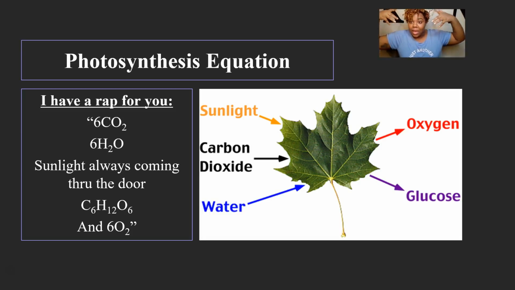H2O, I do my hands coming up like it's coming up from the roots. Sunlight, right? This is the sun rays. Sunlight. And then always coming through the door. And then I'm doing this like I'm holding an apple, because the apple has a lot of glucose, and C6H12O6 is the formula for glucose. So I'm holding like I'm eating an apple. C6H12O6, and now we're about to release oxygen in 6O2 because you're releasing oxygen.